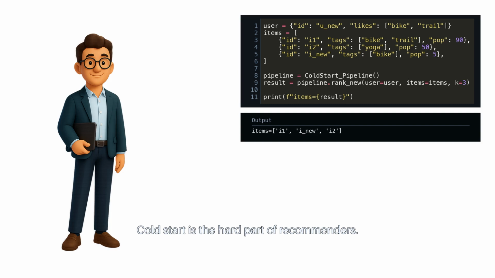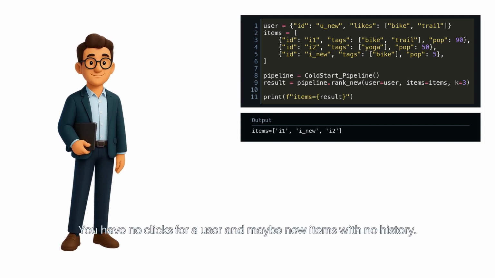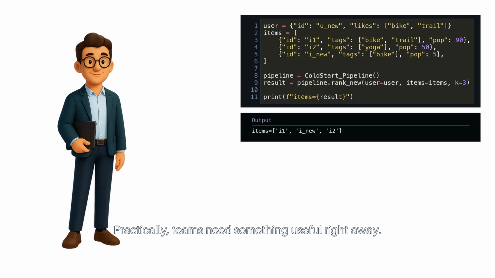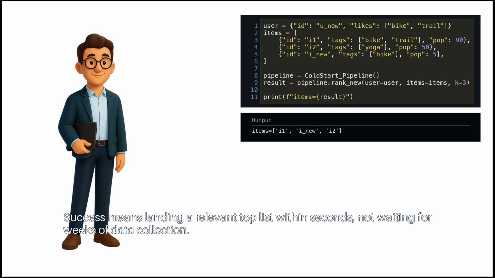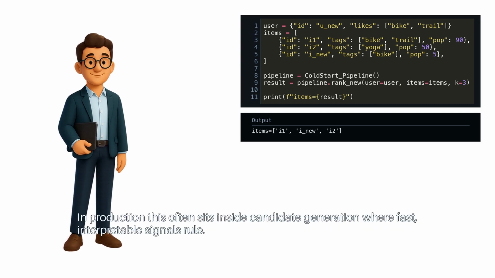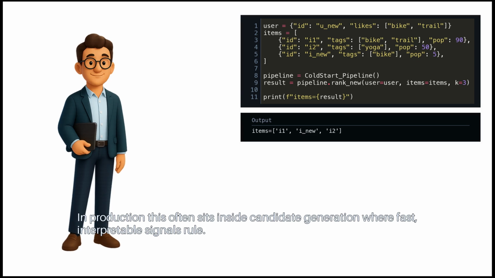Cold start is the hard part of recommenders. You have no clicks for a user and maybe new items with no history. Practically, teams need something useful right away. Success means landing a relevant top list within seconds, not waiting for weeks of data collection. In production, this often sits inside candidate generation, where fast, interpretable signals rule.